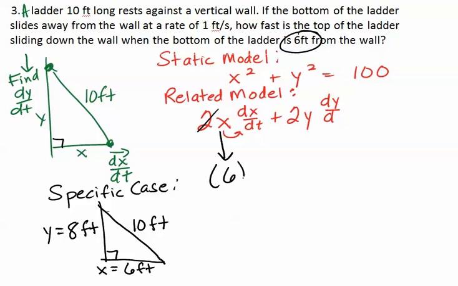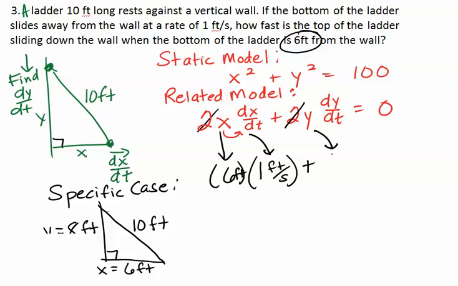So x is 6 feet. dx dt was 1 foot per second. And I lost it again. Let me put this back the way it was, and then I had canceled out the 2's. All right. So now we're back up to date. So x is 6. dx dt is 1 foot per second. y is 8 feet, the vertical height. dy dt is the variable we're looking for. So it is the only variable left.